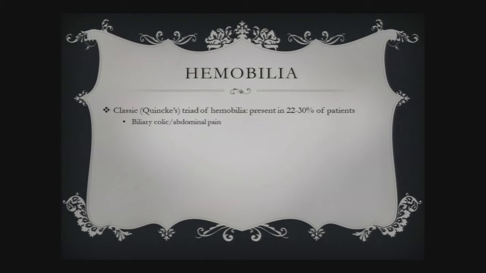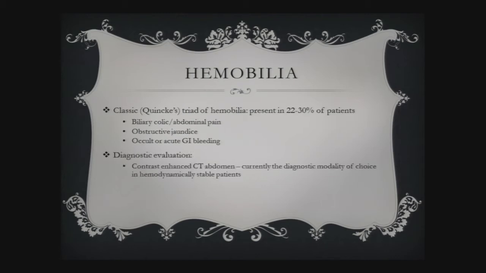But they have abdominal pain, they have biliary colic, they have obstructive jaundice, and they have occult or acute GI bleeding. So to evaluate these patients, the current modality of choice is a contrast-enhanced CT scan of the abdomen, in hemodynamically stable patients.